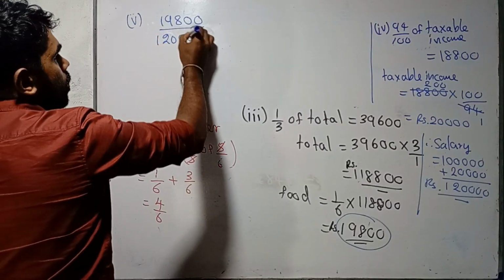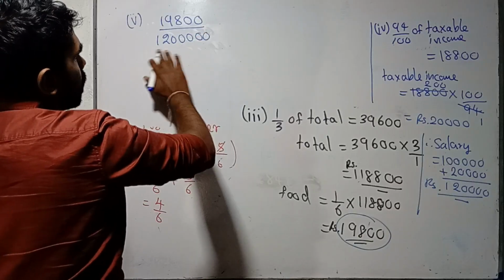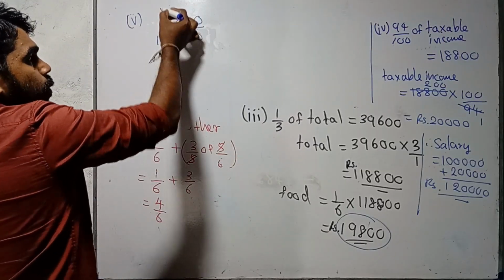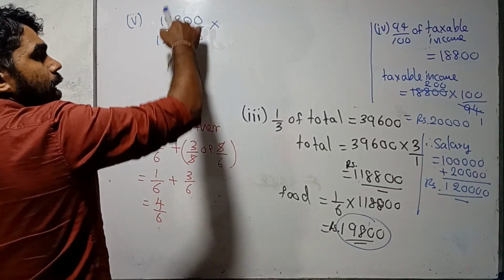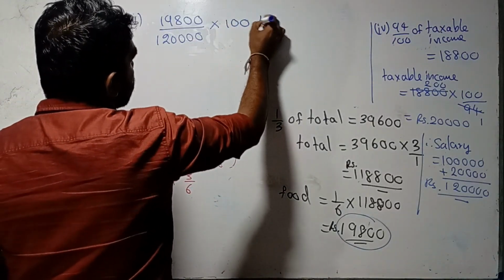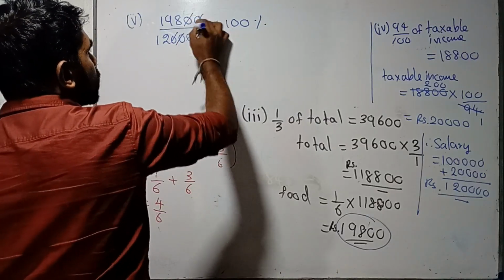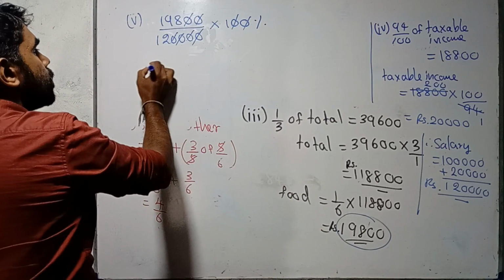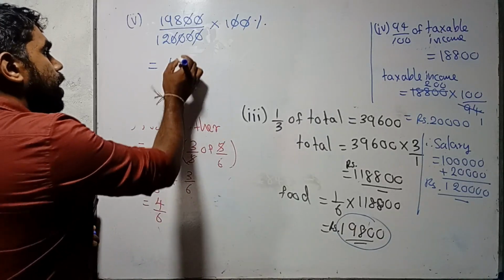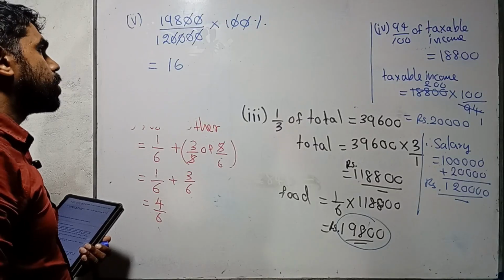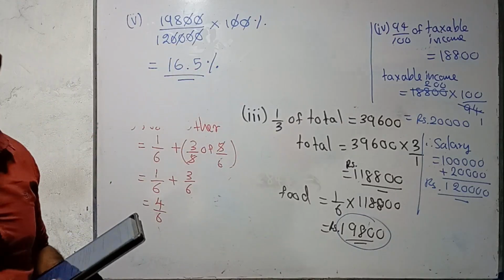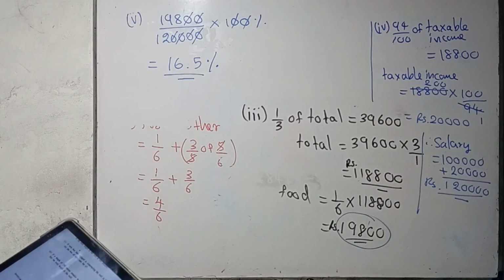Now, there is no tax, 120,000. Then, the amount spent for food out of total salary. This one is the fraction. When converting a fraction to a percentage, we have to multiply by 100. Then we can cancel out 1, 2, 3, 4 zeros. 19 divided by 12, 1. 7 remaining. 78 divided by 12, 6. 72, 6 remaining. 60 divided by 12, 5. It is 16.5%.